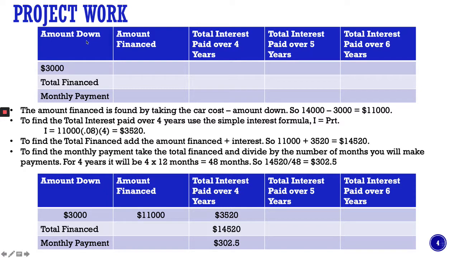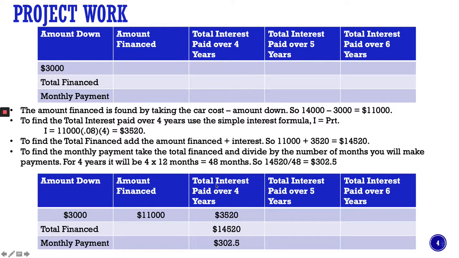So the amount down, the first one is $3,000. So we need to figure out the amount financed. To do that, we're going to take the cost of the car minus our amount down. Well, the cost of the car was $14,000. We're going to subtract $3,000, and that'll get us an $11,000 total. So that will go right here.